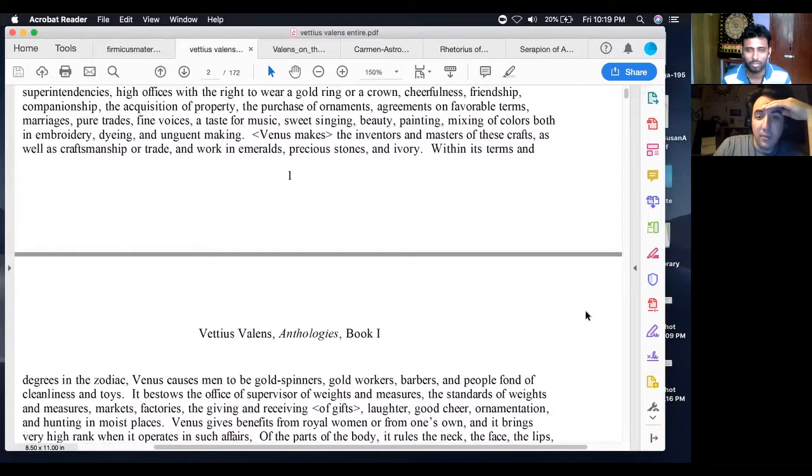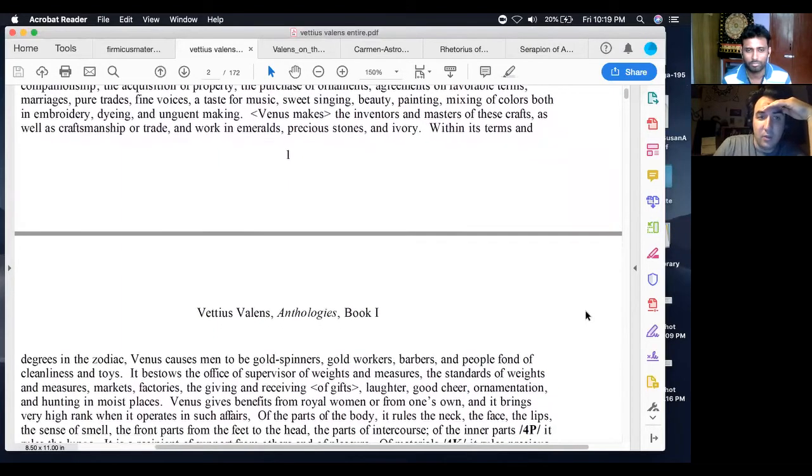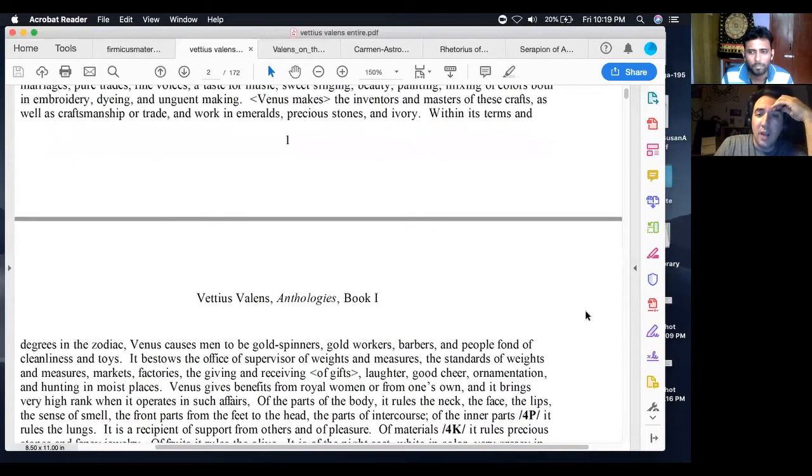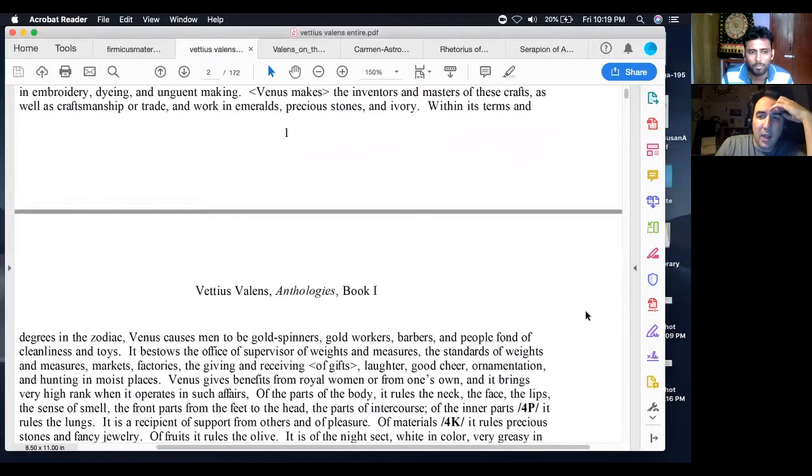Inventors and masters of crafts, as well as craftsmanship or trade and work in emeralds, precious stone, and ivory. I think that this is more like, I usually associate these things, inventors and mastery of craft and trade, with Mercury. But I think that what Valens is hinting at here is that Venus causes love and passion to whatever it touches.